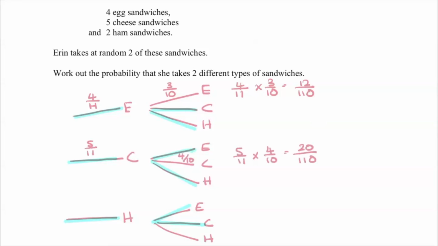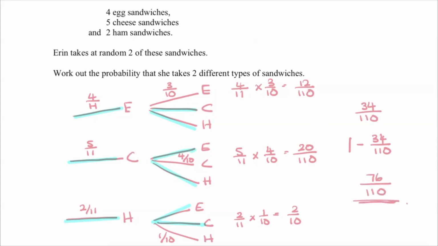And now the ham. Okay, now we've got to remember, these are actually the probabilities I don't want. I'm going to add them together, which is going to give me 34 over 110. If that's the probability I don't want, then the probability that I do want is going to be 1 take away. So this is the shortcut, really. That would lead to 76 over 110.